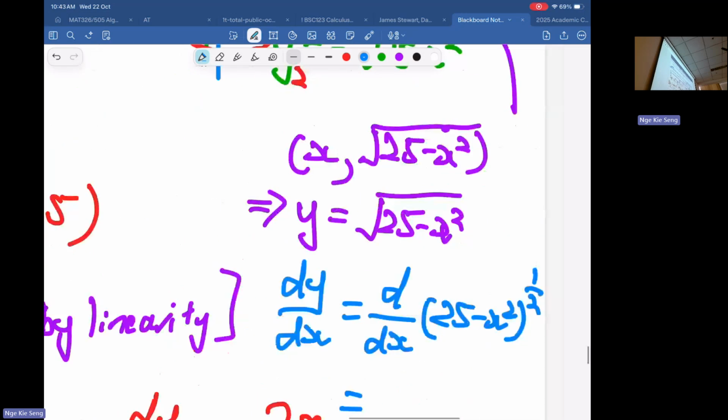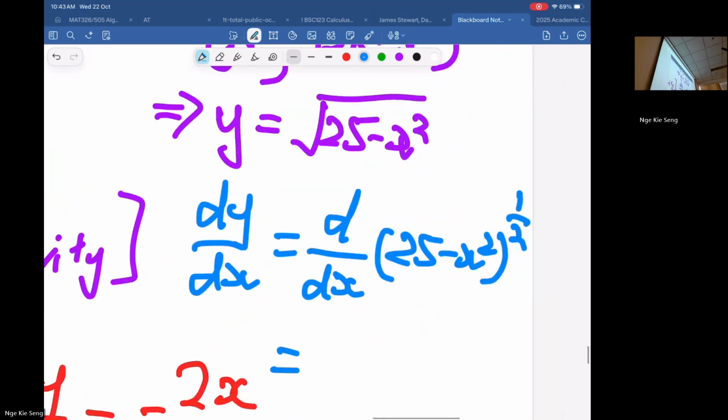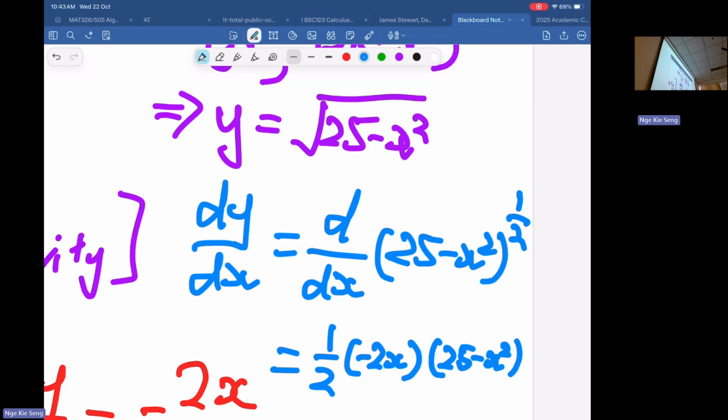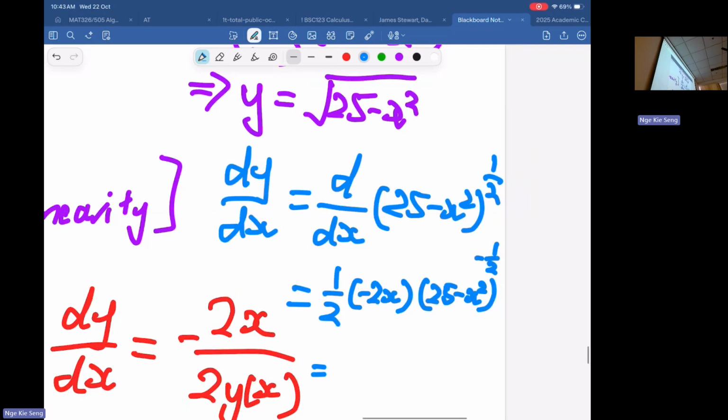Just chain rule, what do you get? Power, bring it down, right? And then you differentiate inside. Inside you get minus 2x. And then you keep 25 over x squared, and then power minus 1, which is negative 1. So you get minus x over square root of 25 minus x squared.